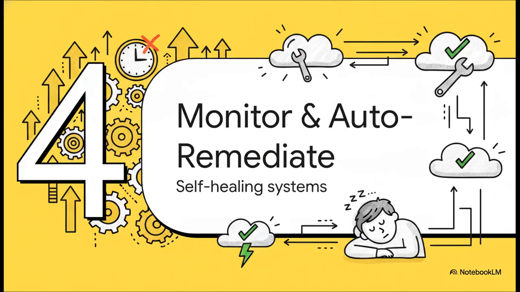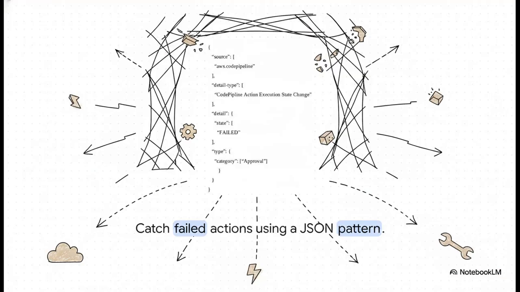All right, our final section, Pillar 4, Monitoring and Auto-Remediation. Let's see how systems can essentially heal themselves. Check out this custom CloudWatch JSON event pattern on the screen. It's filtering for a CodePipeline action execution state change where the state is specifically set to failed.